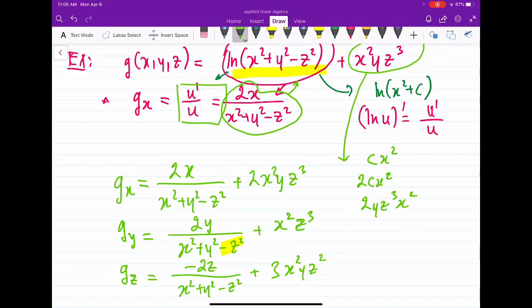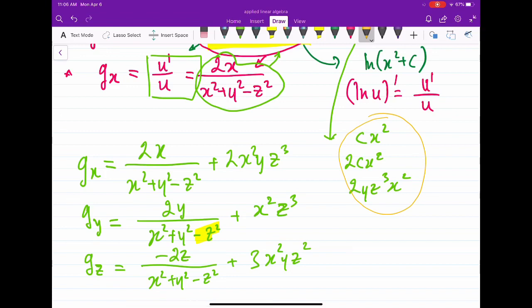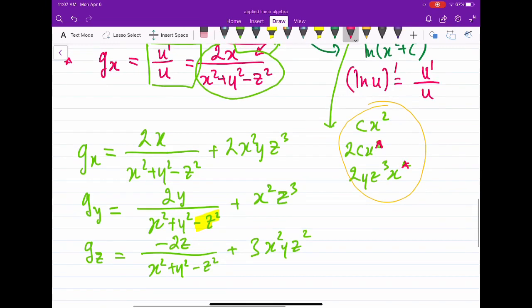I think I made some mistakes right here when I calculated the derivative with respect to x. So I think that should be, oh, it's very, very interesting. That should be without the square, okay, and here without the square. So please fix that. I don't have the square in here. Make sense? That's it.